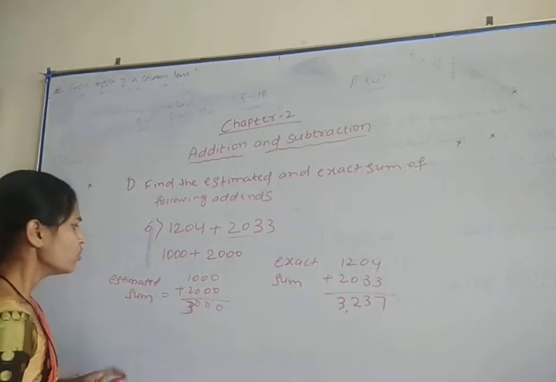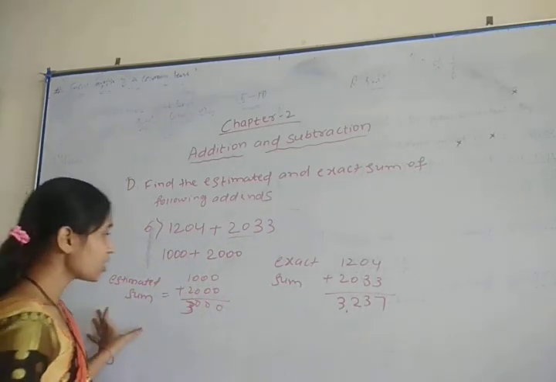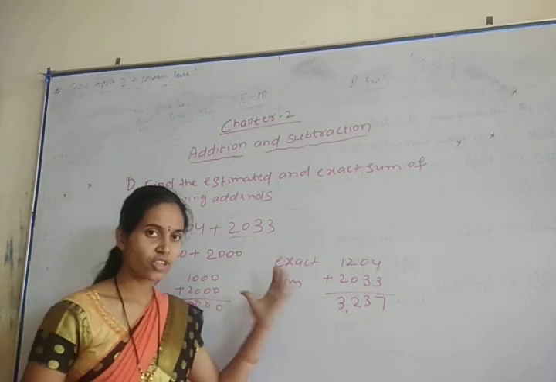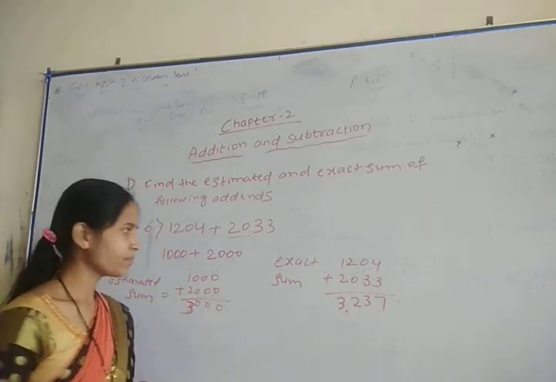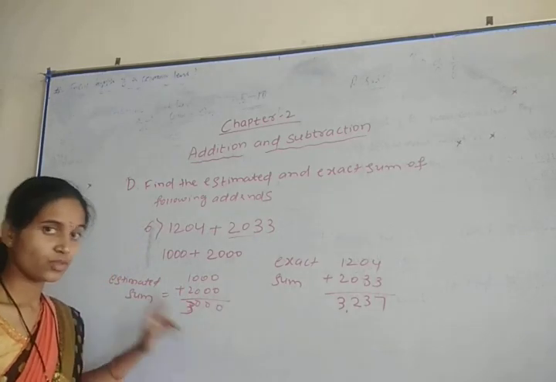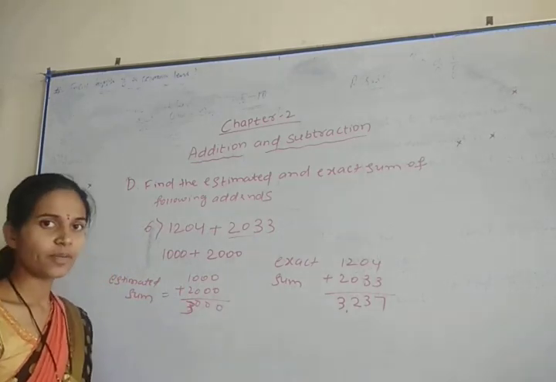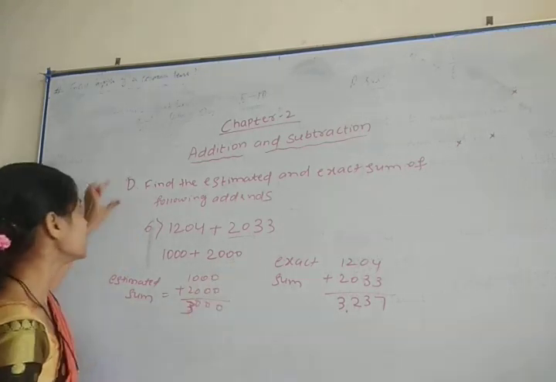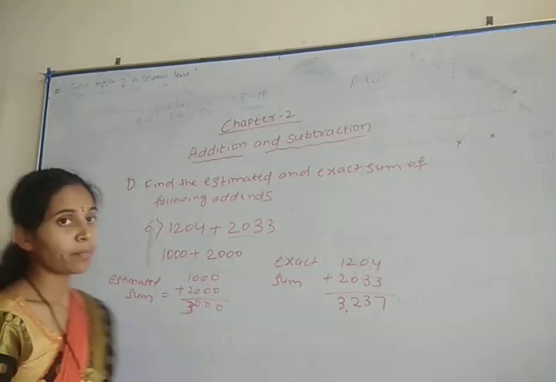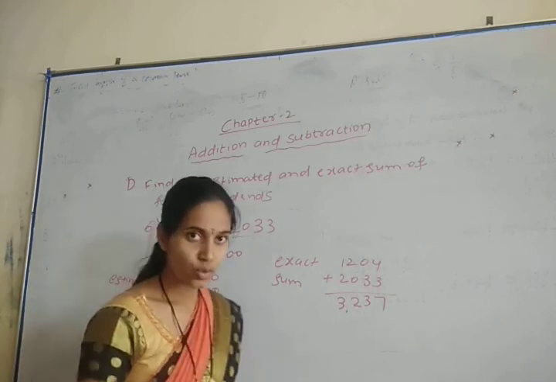So there is not a big difference between the estimated sum and the exact sum of the given two numbers. Very little bit difference will be there. Okay. So this point you should keep in your mind, students. Okay. So this is the completion of the question and also the completion of your exercise number 2.1.